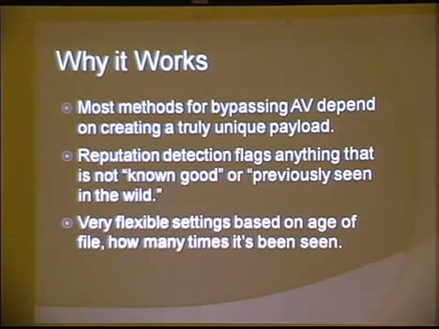Why it works. Most methods for bypassing AV depend on creating a truly unique payload, right? So reputation detection flags anything that's not known good or previously seen. So you set the bar high, you set it to log, and you have something that executes on your host that this file reputation's never seen. It's going to flag it. You don't have to block this. You can at least get an alert out of this. You can get a log to say, hey, there's this executable on one of my clients.